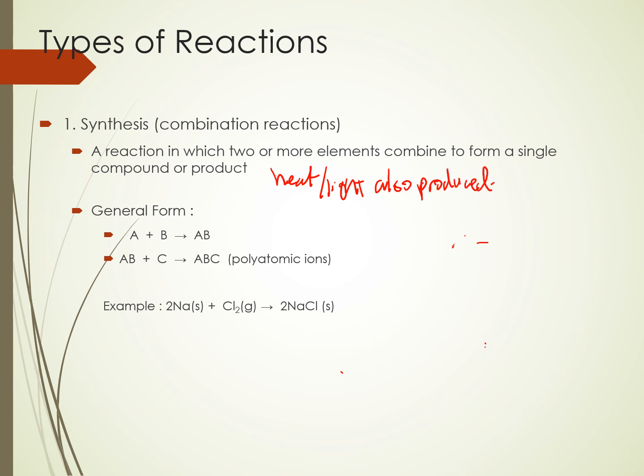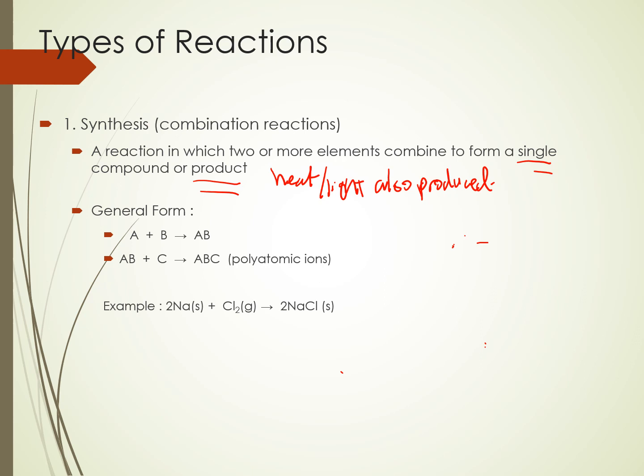Now, the key for recognizing the fact that you have a synthesis reaction is the fact that it has only one product. None of the other reaction types will have a single product that gets formed. So that's kind of your clue that you have a synthesis reaction. Now you have two general forms. You have A plus B forms a compound AB, or you could have a compound AB plus element C forms a more complex compound, but still notice there's only one product.